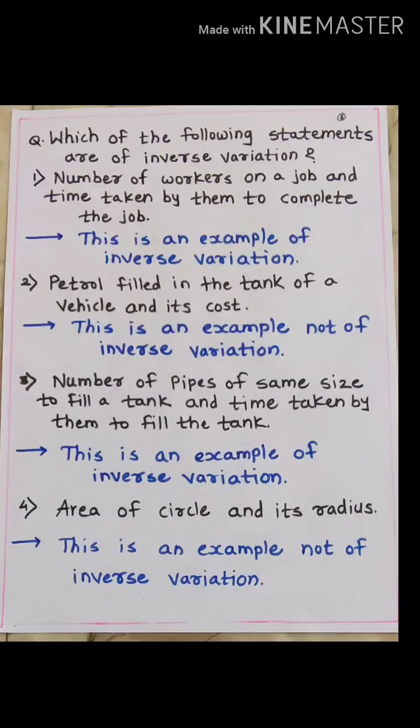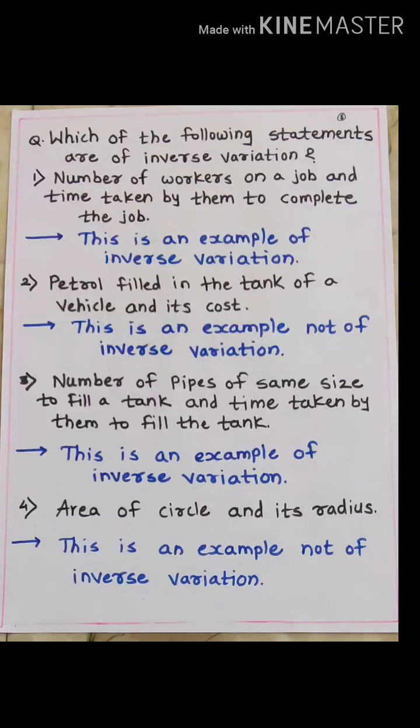Second example, petrol filled in the tank of a vehicle and its cost. In this example, as the quantity of petrol increases, its cost also increases. So, this is an example of direct variation, not of inverse variation.